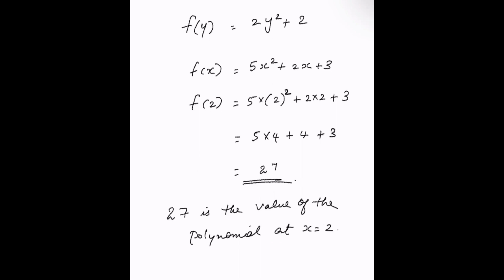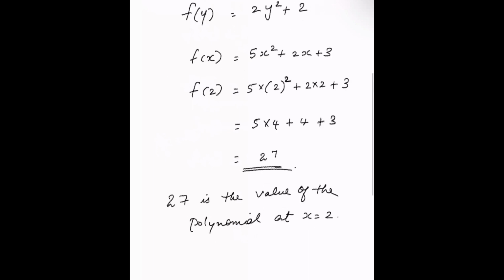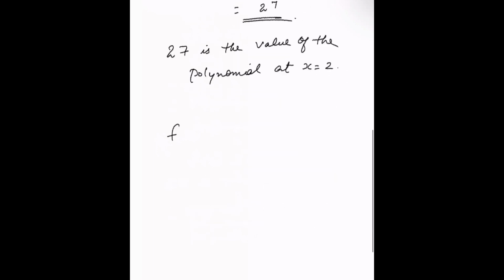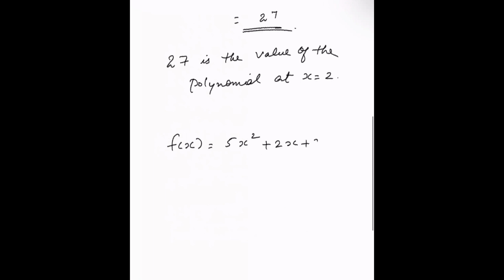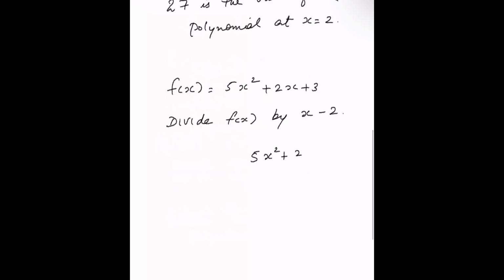There is another definition also. Take the polynomial 5x square plus 2x plus 3. My polynomial is f of x is 5x square plus 2x plus 3. I am asking you to divide f of x by x minus 2. This is my requirement. Divide the polynomial 5x square plus 2x plus 3 by x minus 2.